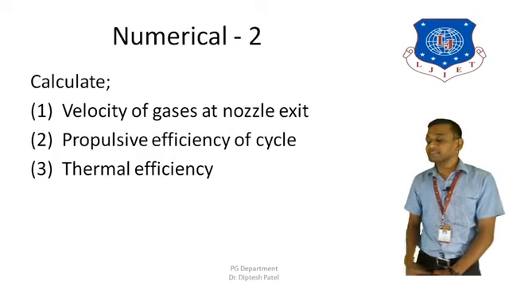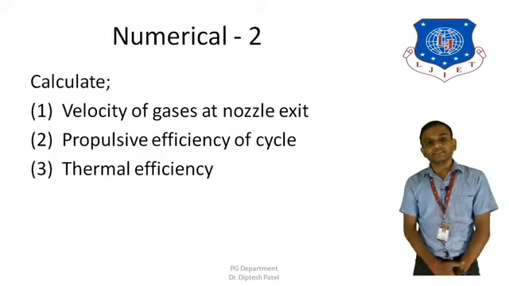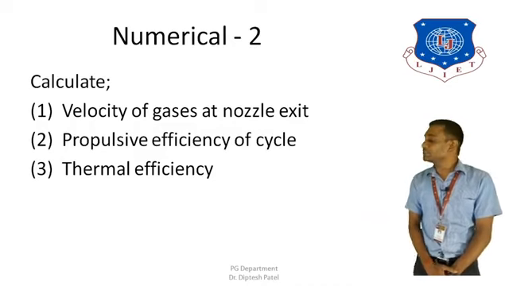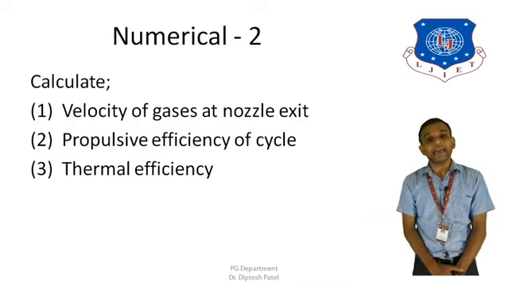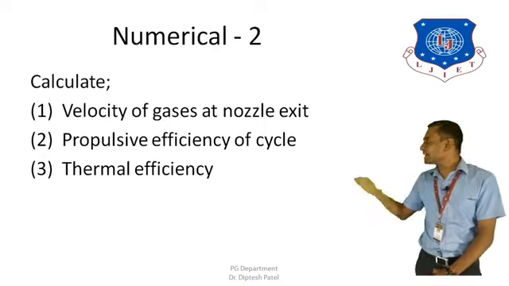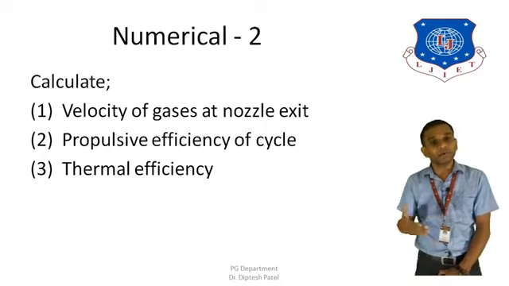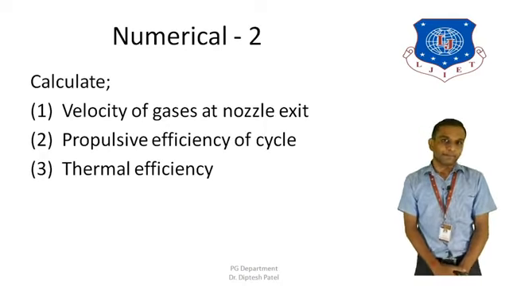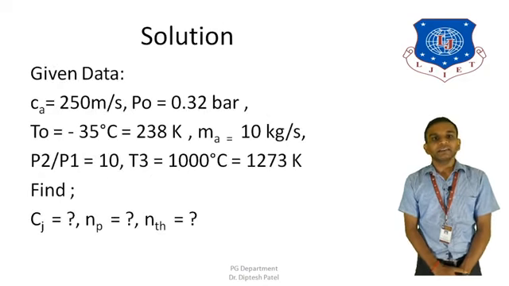So these are the data which have been given to us. Now these are the things that we need to calculate. First is the velocity of gases at nozzle exit. Second is the propulsive efficiency of the cycle and the third is the thermal efficiency. So these are the three different things that we need to find out during the example. Now let's start with the solution.